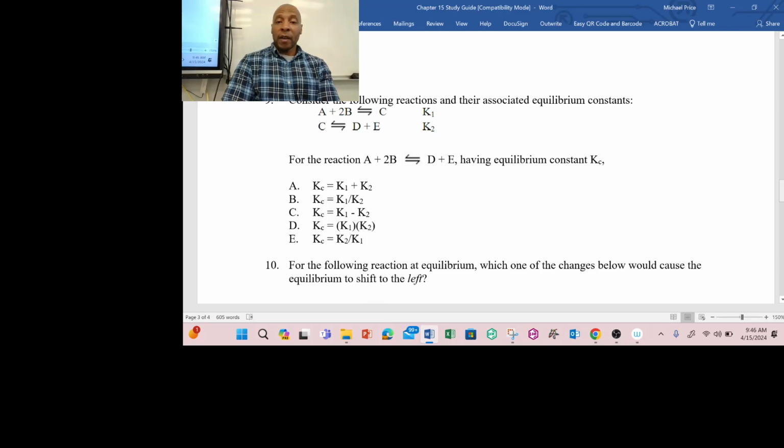Okay, so we're calling the K for that reaction at the bottom KC. So KC, how would you get KC using the K's, K1 and K2? Yeah, you just multiply them together, right? Okay, so the answer to that would be what?